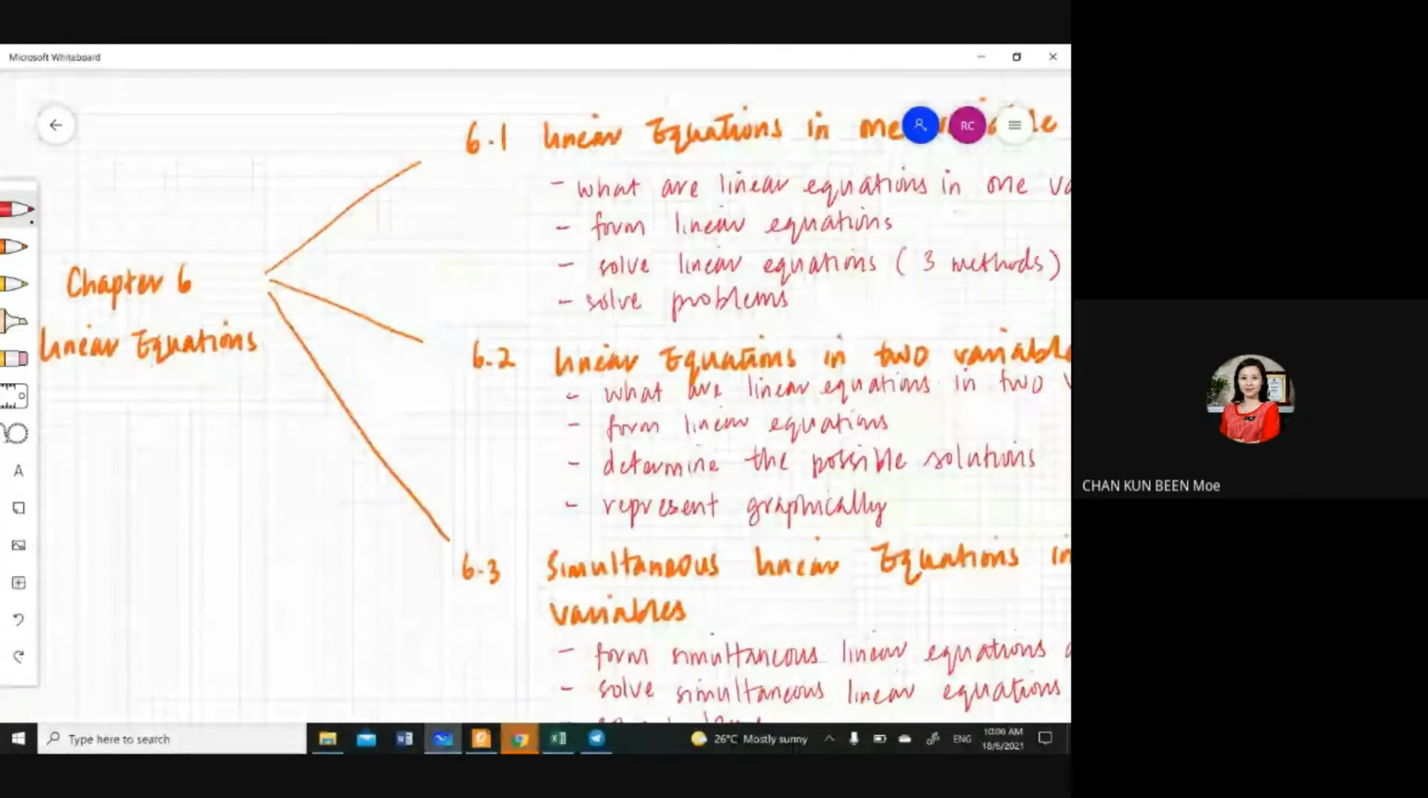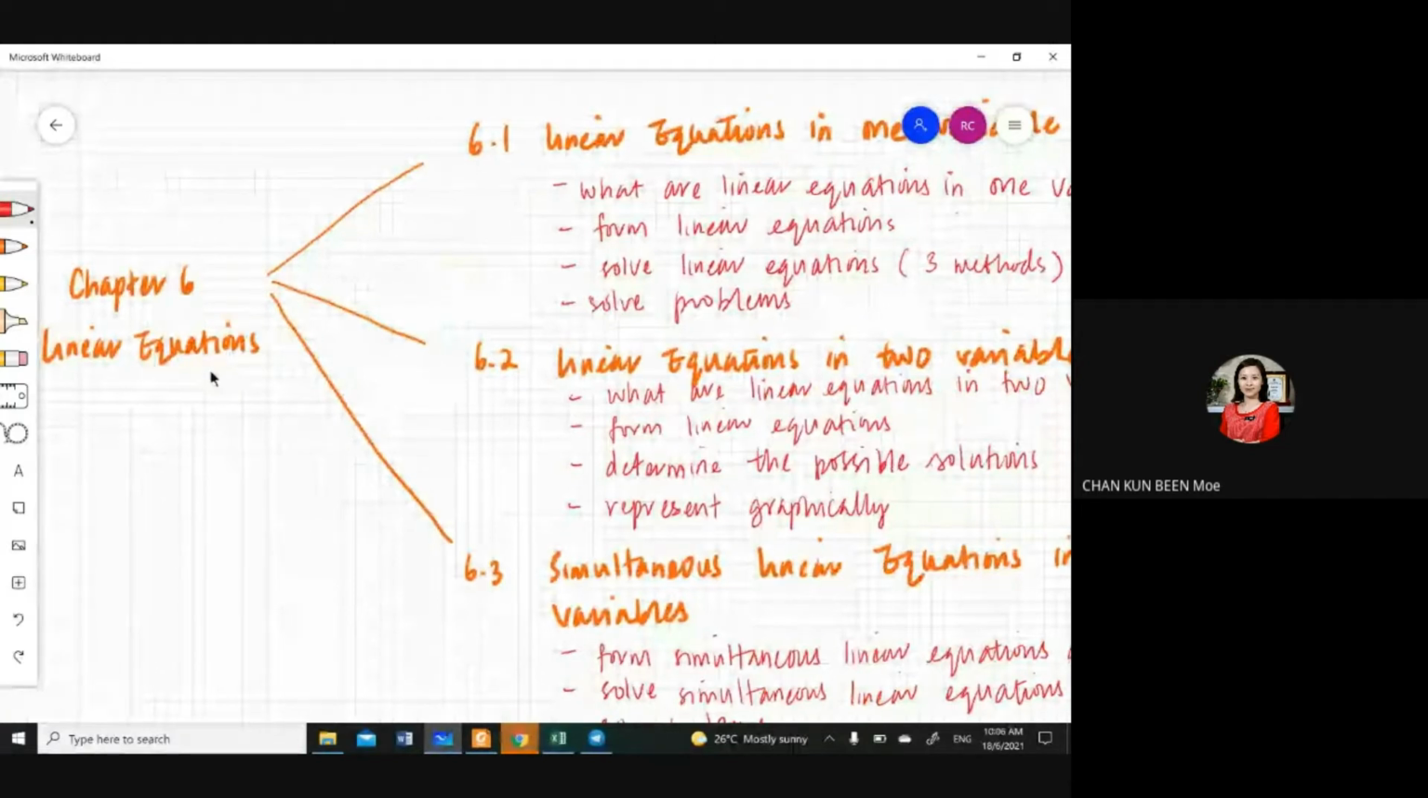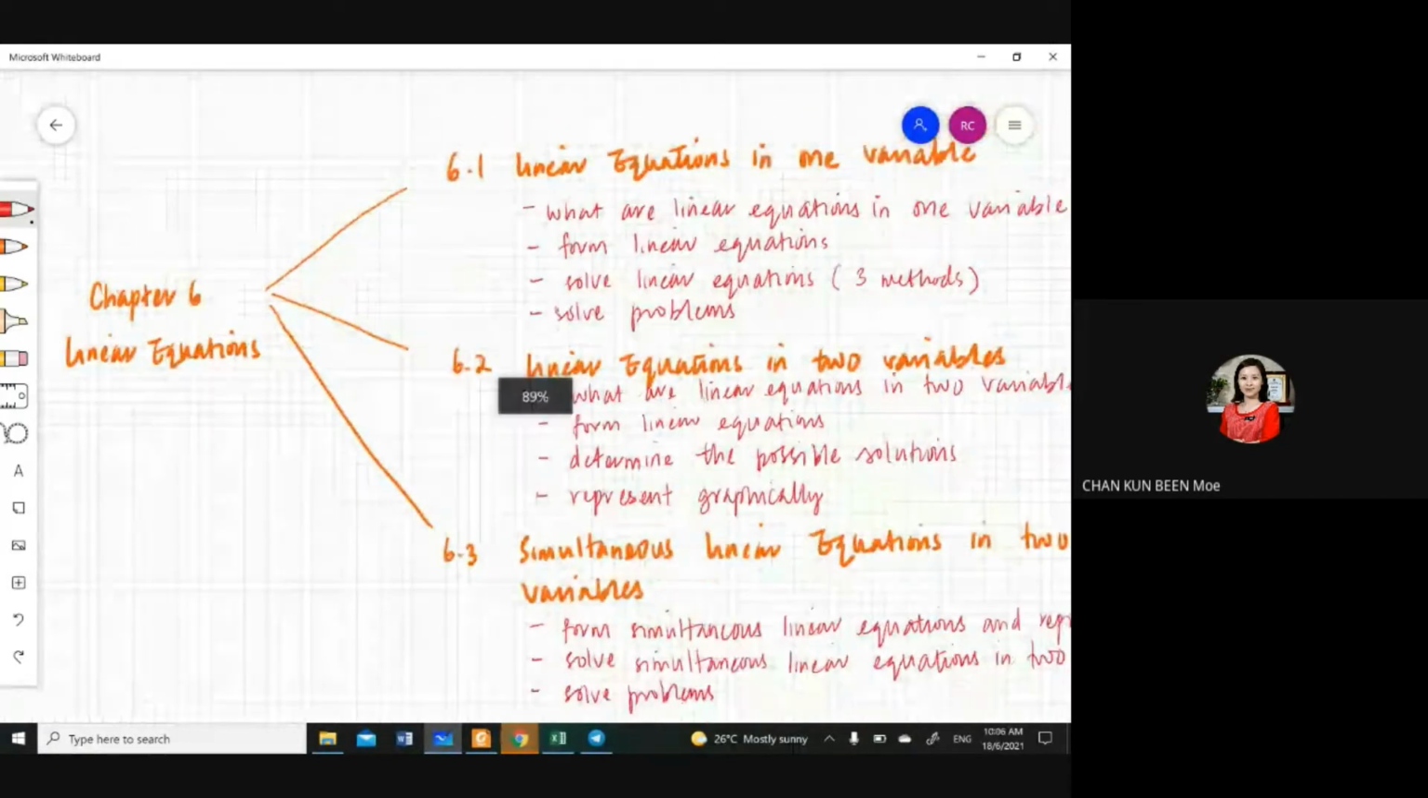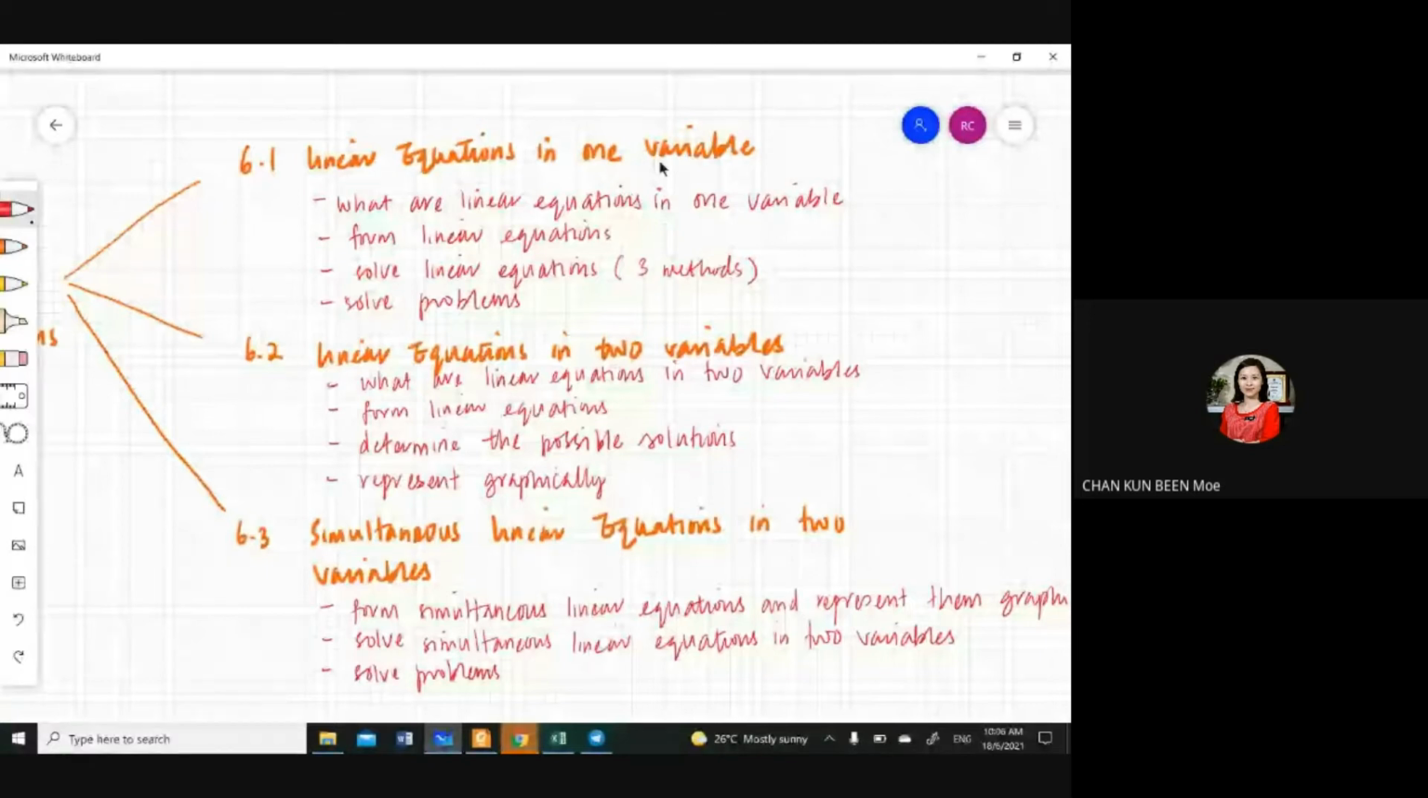So you can see chapter 6, linear equations. Sorry, my handwriting is very messy here. We are going to look at 3 subtopics in this chapter. The first one is linear equations in one variable. The second one is linear equations in 2 variables. The last one is simultaneous linear equations in 2 variables. Simultaneous here means we have 2 linear equations and we are going to solve them together. So in BM, it is called serentak. Kita selesaikan masalah itu serentak.